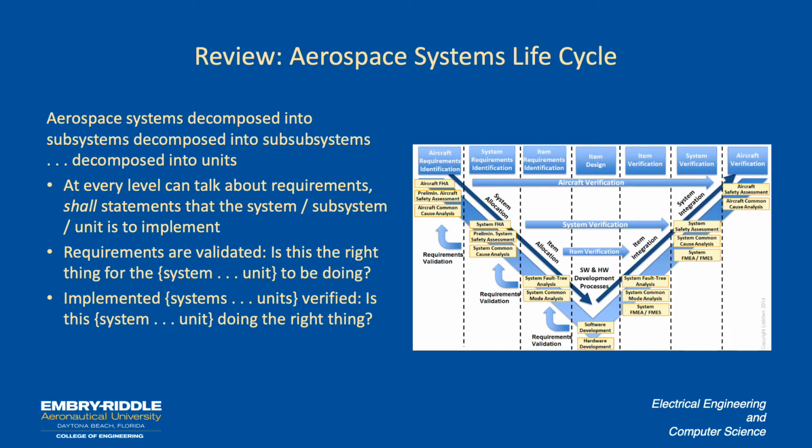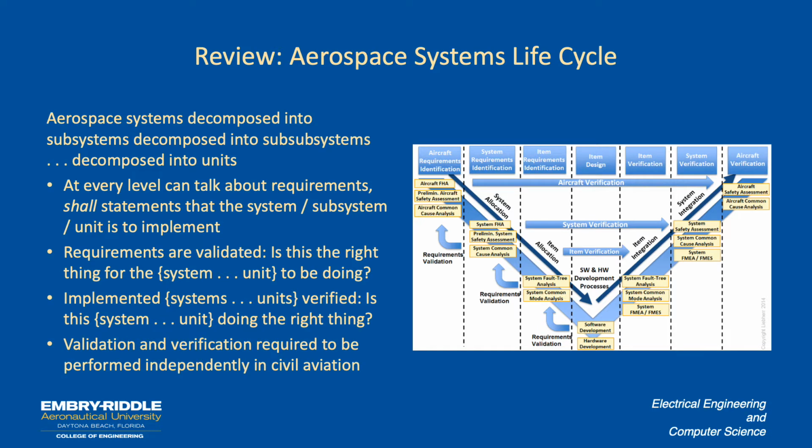Validation asks, are we building the right thing? And then verification asks, have we built it right? Have we done what we were supposed to do? In civil aviation, V&V are supposed to be done by an independent unit of the organization. It's less strict in military development.